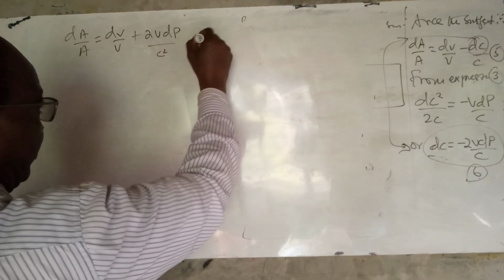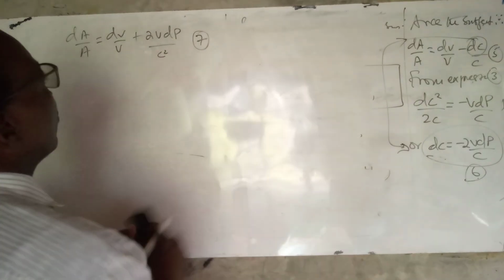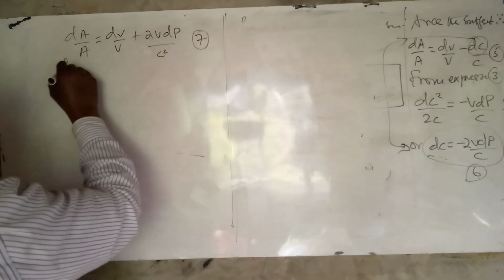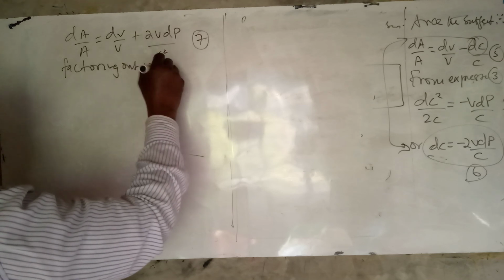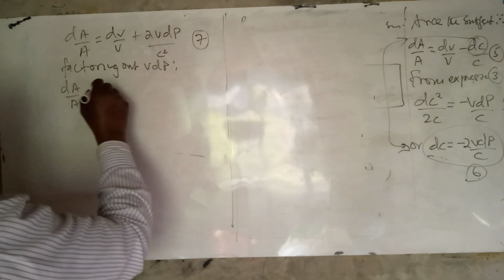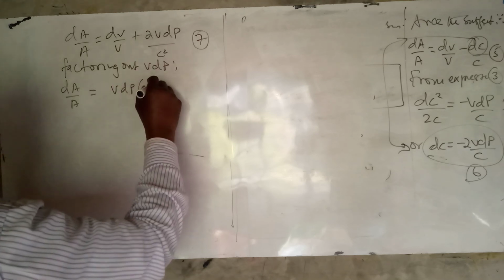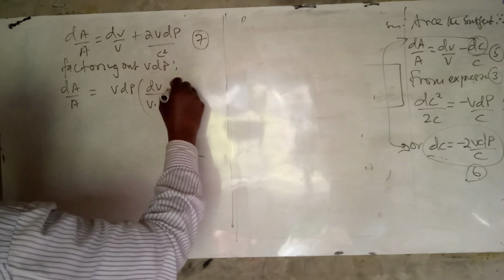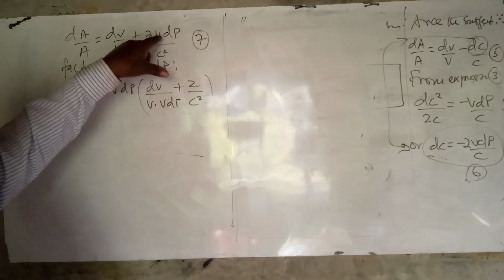Let's call it expression 7. And so if we factor out VDP, we have dA over A is equal to VDP into dV, V times VDP plus 2 over C squared. So we just factored out VDP.